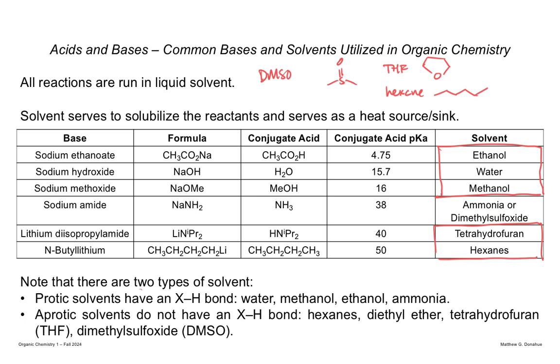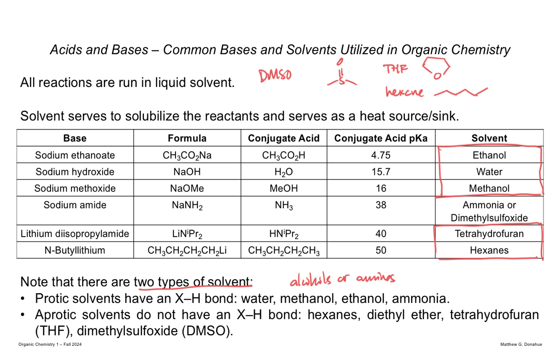So there are two classes of solvents that you'll want to understand for acid-base chemistry, but also for the mechanisms that we start learning in Module 4. The first type are called protic, and they basically have an OH or an NH bond. So your alcohols or your amines, those are protic. And then aprotic solvents do not have an acidic OH or NH bond.